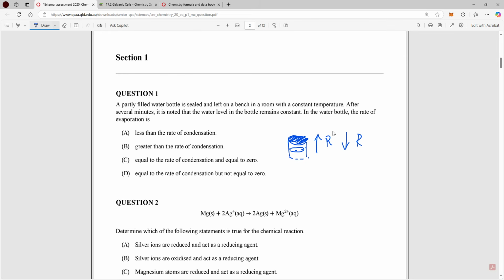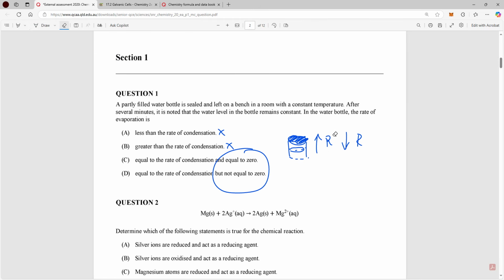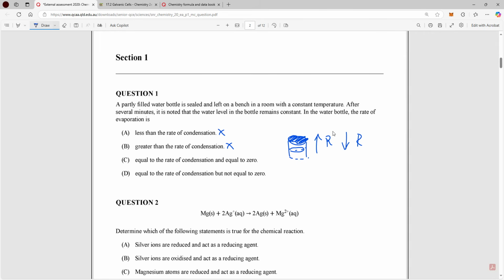So the rate at which it's evaporating must be equal to the rate of condensation, because there is no change in the level. However, it won't be equal to 0. So here we've got these two options: less than the rate of condensation, greater than the rate of condensation. These ones are incorrect. Now these other ones are exactly the same except for this last bit. They have equal to 0 and not equal to 0. The reason it's not equal to 0 is because evaporation will always occur. If it's equal to 0, that means there is no rate, because if the rates are equal and it's equal to 0, then virtually nothing's happening. But we know something is happening because water will evaporate. So it is not equal to 0, and this one is also incorrect. So the correct answer here is D.